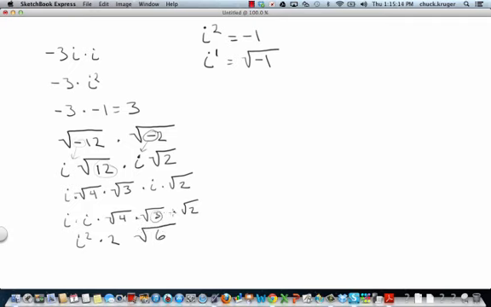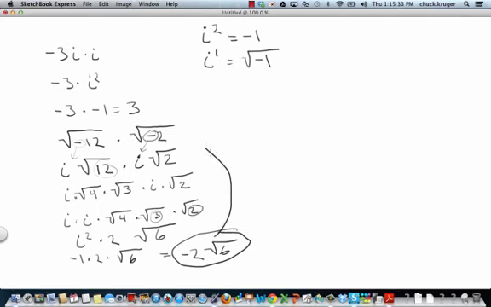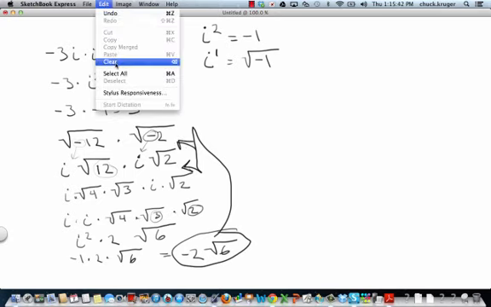Because they're both inside this radical, I can multiply them. And 3 times 2 is 6. Now i squared was a negative 1 times 2 times the square root of 6. And so I'm going to get a negative 2 times the square root of 6 as my answer. And that is the product of these two right here. All right? Let's look at another one.